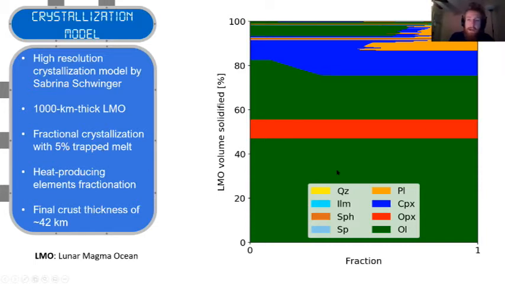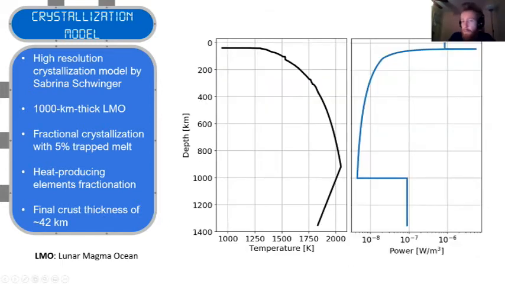And finally, the plagioclase produced here corresponds to a final crust thickness of 42 kilometers, which is also in good agreement with the other models. What we are more interested in for the thermal evolution model is actually the solidification temperature, which corresponds to the crystallization of this magma ocean, and which is represented here as a function of depth. So the bottom of the magma ocean is here.